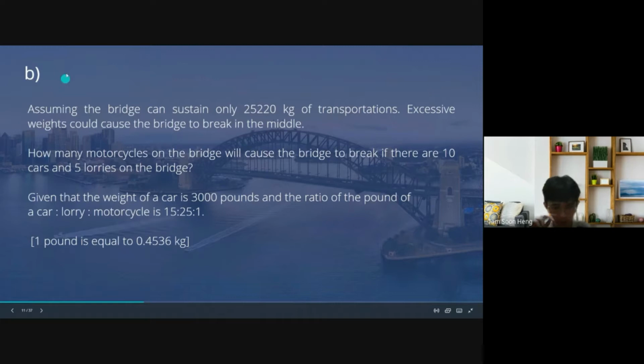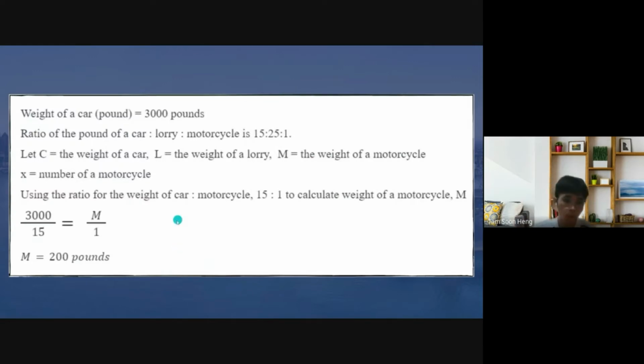For question B, we assume the bridge can sustain only 25,220 kg of transportation. Excessive weight could cause the bridge to break in the middle. How many motorcycles on the bridge will cause the bridge to break if there are 10 cars and 5 lorries on the bridge? Given the weight of the car is 3,000 pounds and the ratio of the pounds of the car, lorry, motorcycle is 15:25:1. 1 pound is equal to 0.4536 kg.